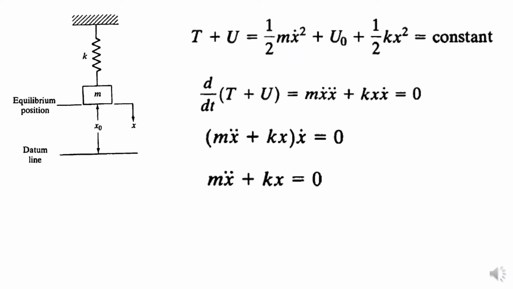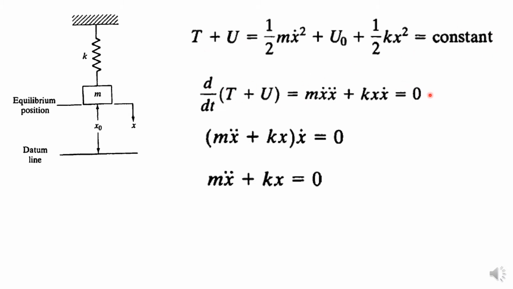Okay, so after we get the potential energy, we know our kinetic energy will be 1/2 m x dot squared, plus U0, plus 1/2 k x squared, which should be equal to a constant, because in this system we don't have any external force. So delta T plus delta U should be 0. It means the kinetic energy plus the potential energy should be a constant value.